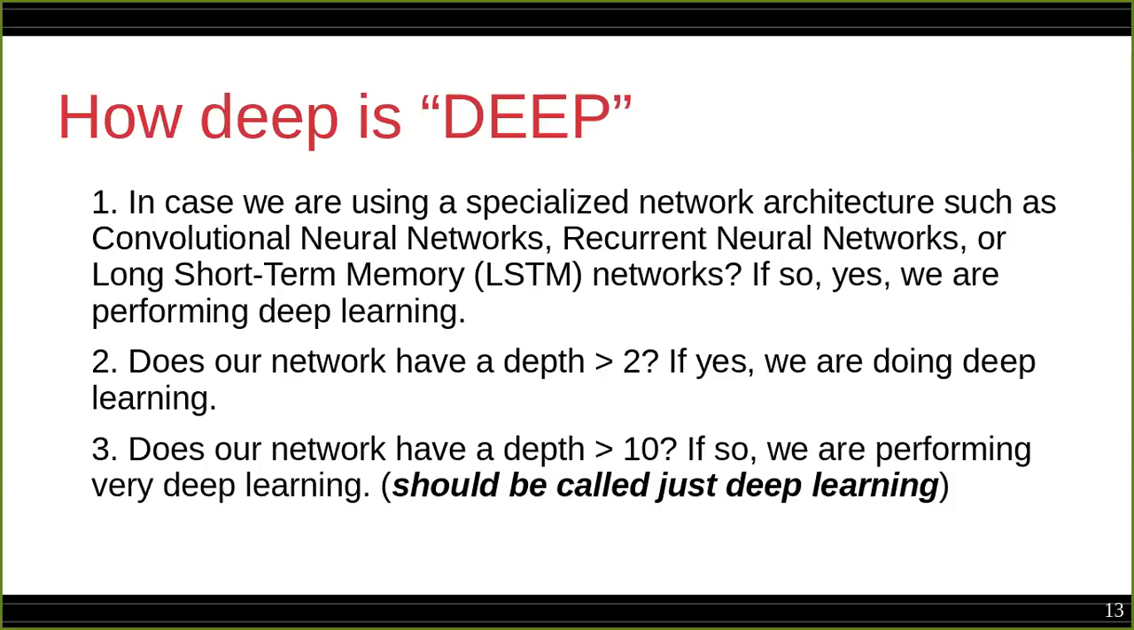Now, when we are talking about deep learning, the point here is how deep is deep. In case we are using specialized neural network architectures such as convolutional neural networks, recurrent neural networks, or LSTMs, yes, we are performing deep learning. And generally, when we say our model has a depth greater than 2, that means the number of hidden layers apart from the input and output layers is greater than 2, we say that yes, we are doing deep learning. And when the number of layers increases to around 10, we can say that we are doing very deep learning, but it should just be called deep learning.